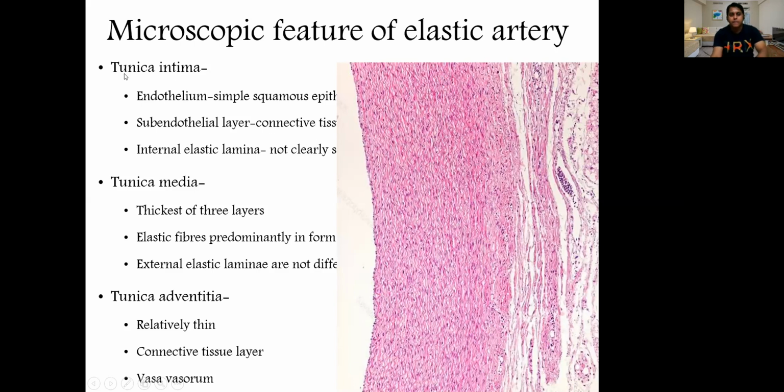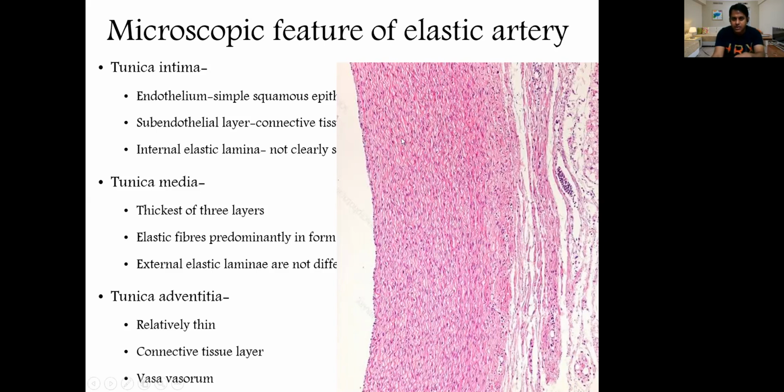Okay, so the tunica intima here basically consists of simple squamous epithelium and subendothelium resting on the basement membrane, and below it lies subendothelial connective tissue. Next layer comes the tunica media. The tunica media is the thickest of all these three layers. Now here it's very clear in this picture.